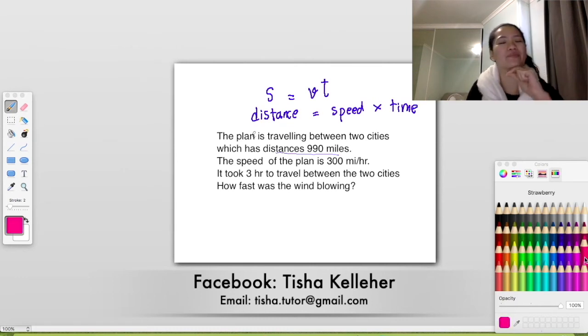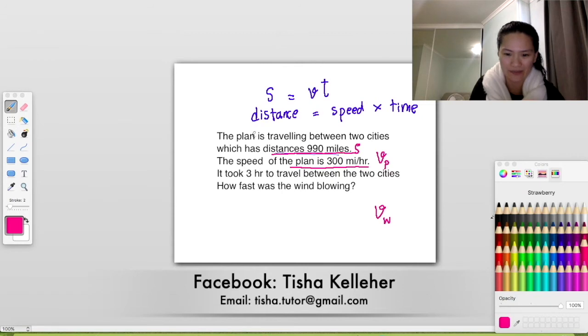Number one, the distance is 990 miles. You should know that this one is distance, which means S. And the speed of the plane is 300 miles per hour. I give that V, but because it's the V of the plane, I say VP. If I say VW, that means the speed of the wind. That's the one we want to find out.